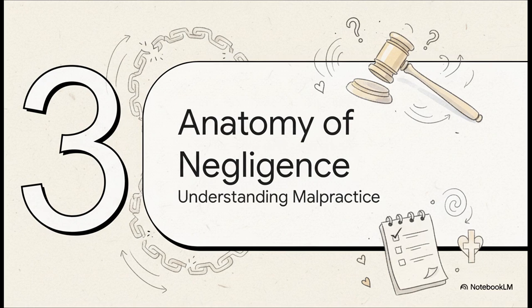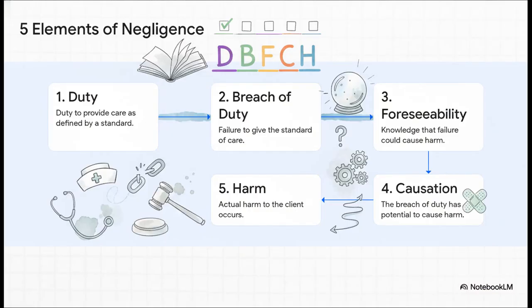All right, section 3. We're diving deep into the big one, the legal issue you'll hear about most often, professional negligence. You probably know it by its other name, malpractice. So for a patient to actually prove malpractice, their lawyer has to check off 5 specific boxes, all 5. If even one is missing, the case falls apart. And to help you remember these 5 elements, I've got a great little memory anchor for you. Just think, do, be, forever, careful, and honest. That stands for duty, breach, foreseeability, causation, and harm.